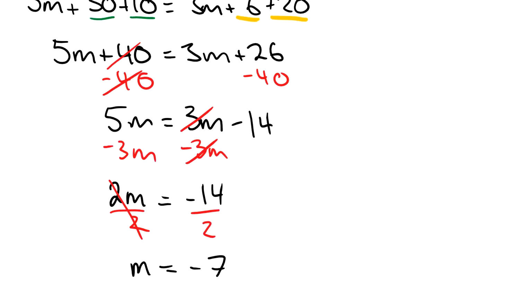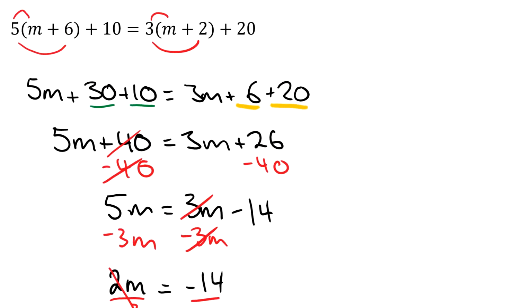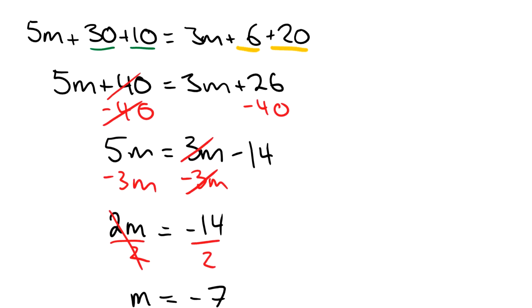So one step at a time, and we use our arrows to represent our expansion. We expand those brackets first, and then we combine any like terms if they exist, and then go one step at a time as normal, doing your inverse operations until you get down to a letter equals a number.